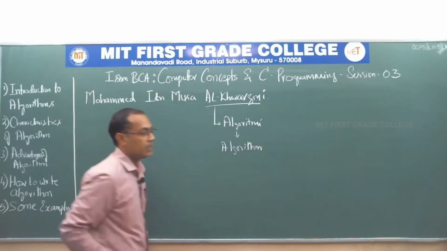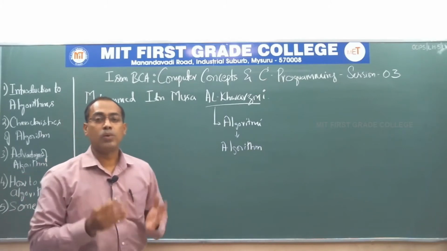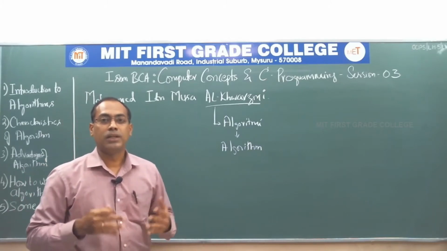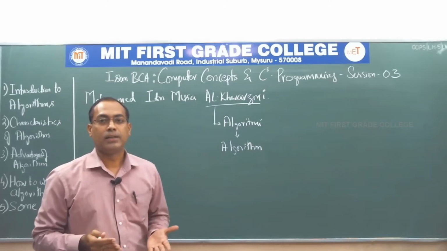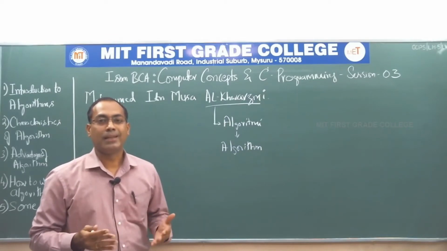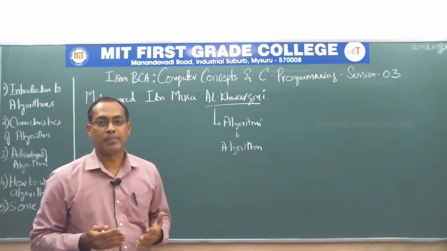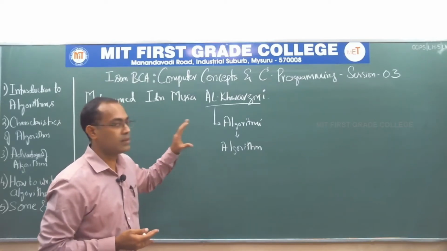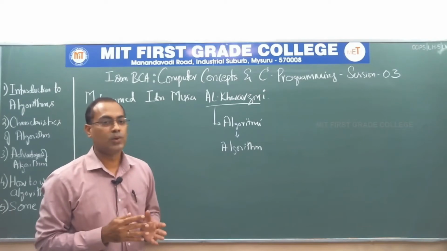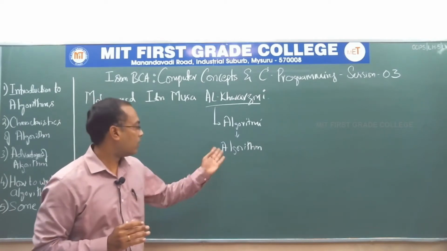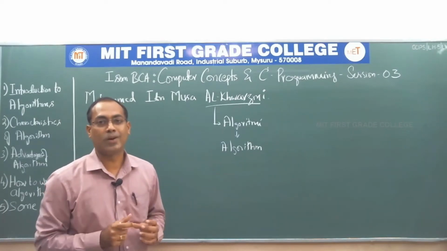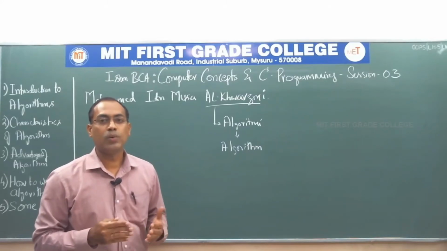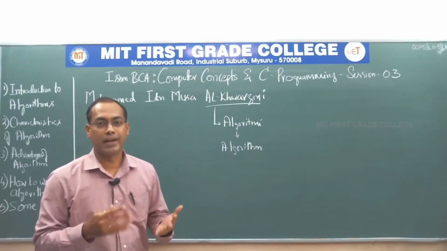So in his work, he has given how to solve quadratic equations. He has also explained the new number system combining the Hindu-Arabic number systems. So based on his works, the word algorithm has been coined. So I hope you have now got an understanding about how this algorithm has been derived. Now we will see what do you mean by algorithm.